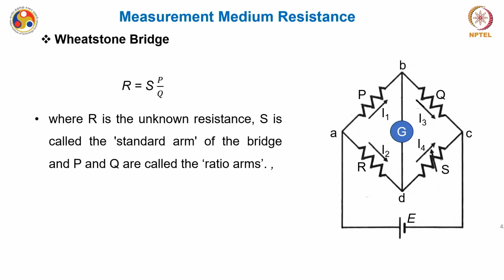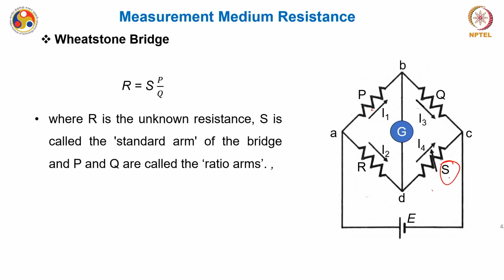For medium resistance measurement, S is known as the standard arm of the bridge, and P and Q are known as the ratio arms. Of course, this standard arm is a variable resistor. By tuning this resistor, you achieve the balance condition, P by Q equal to R by S, in such a way that the galvanometer shows 0 current flowing through it.